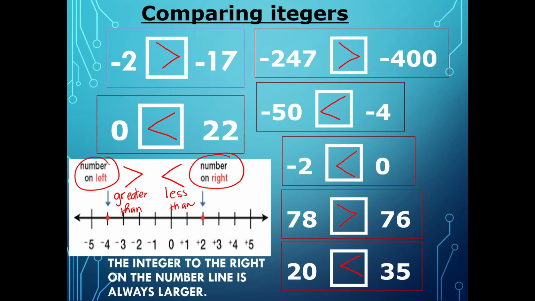Okay. If you get confused about greater than or less than, here is a simple trick. It points its arrow at the smaller number, and it opens toward the bigger number. Now, if I check this one, which is smaller, 20 or 35? 20 is smaller, so it points to 20. Next, 76 is smaller, so the arrow points to it and opens toward the bigger number. Here, 0 is found here, negative 2 is found here. 0 is more to the right, so it points to negative 2, which is smaller, and opens toward 0, which is bigger. Okay?